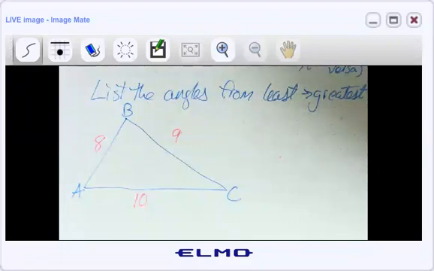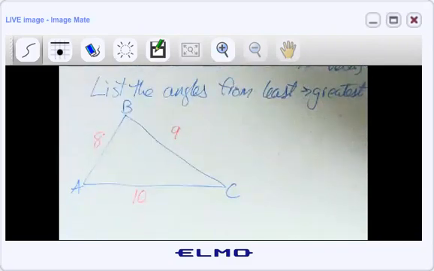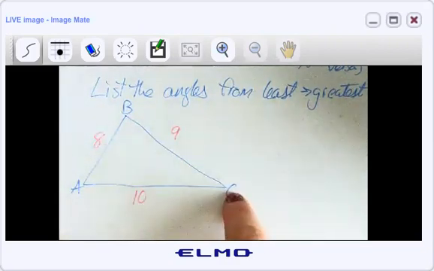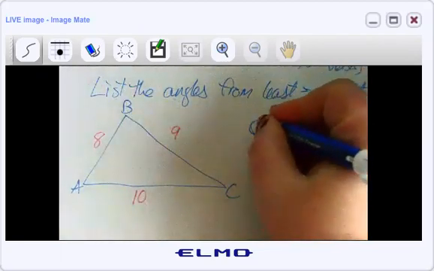A. B. A and B. So remember what we said up top. Oh, C. It's C. Yes, it's C. Across from the shortest side is going to be the smallest angle. So my smallest side is this one that's 8. So across from it is angle C. So angle C has to be the smallest in my whole group. Does that make sense? So C is the smallest.